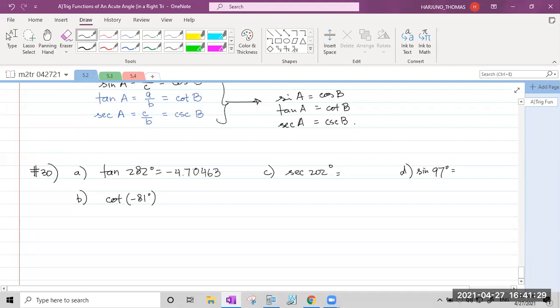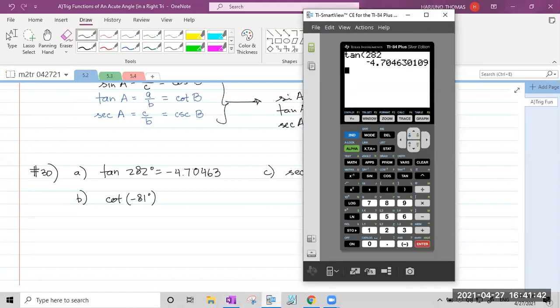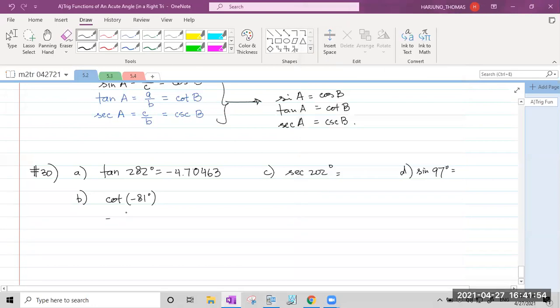Now in my class, if you need to do rounding, round it to 5 decimal places. Okay. Now how about cotangent negative 81 degrees? You see that on our calculator, we don't have cotangent, secant, or cosecant. So how do we compute cotangent? First, you write it as 1 over tangent negative 81 degrees. Now then, when you use your calculator, you punch that in.